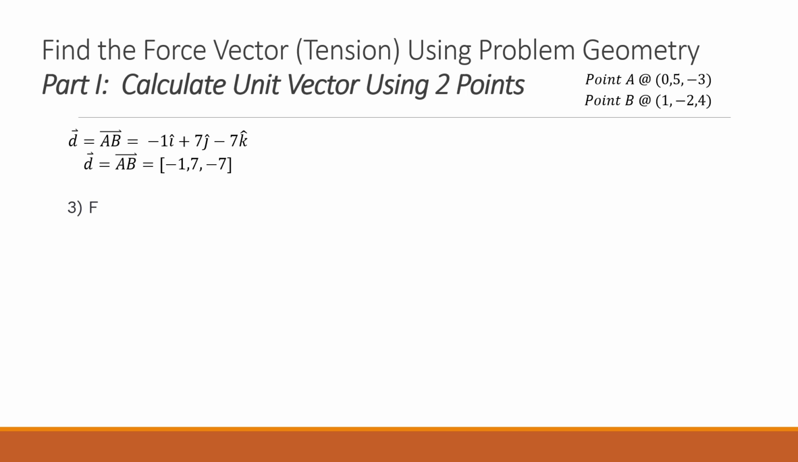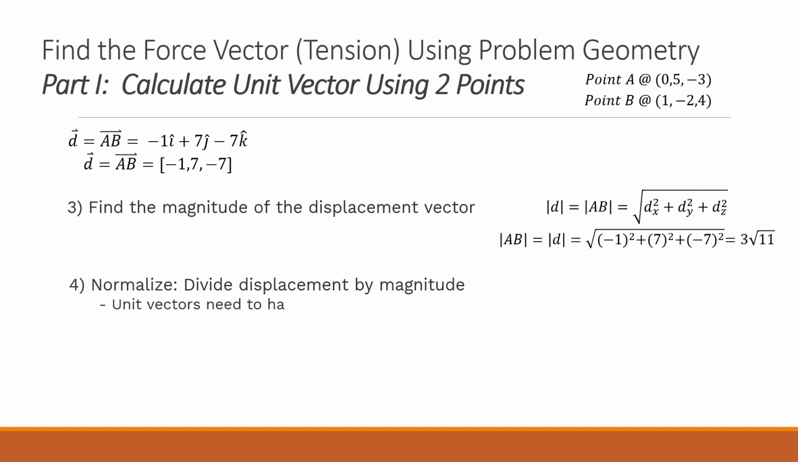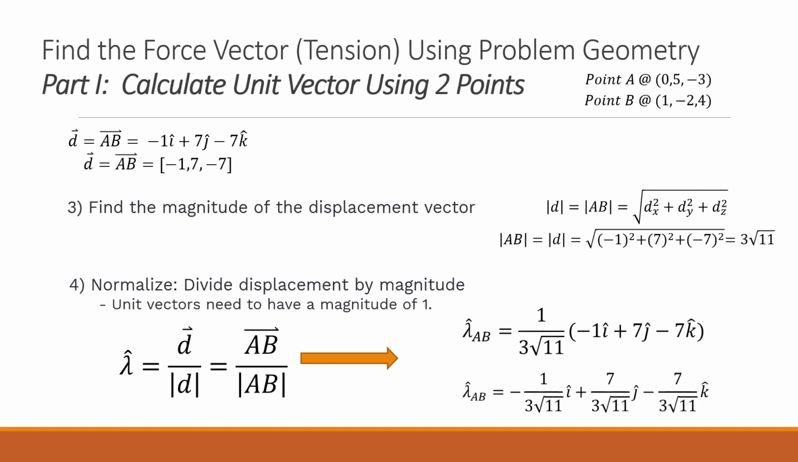The next step is to calculate the magnitude of the displacement vector. So we're going to do the square root of the sum of the squares. That'll be the square root of negative 1 squared plus 7 squared plus negative 7 squared, giving us 3 times the square root of 11. We're going to normalize our displacement vector to get our unit vector by dividing our displacement vector by our magnitude. You're going to have to distribute out that division. You're going to end up seeing that in each term. We end up having a unit vector of negative 1 over 3 times the square root of 11 in the I direction, and so on.